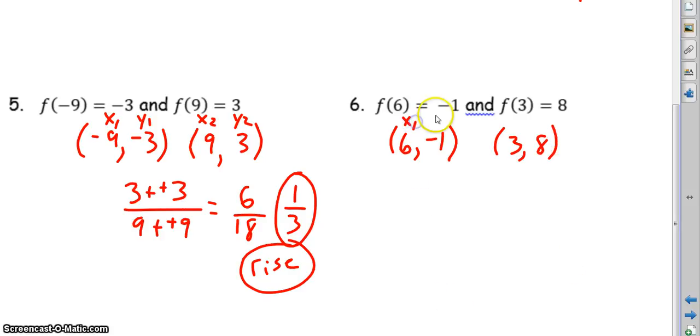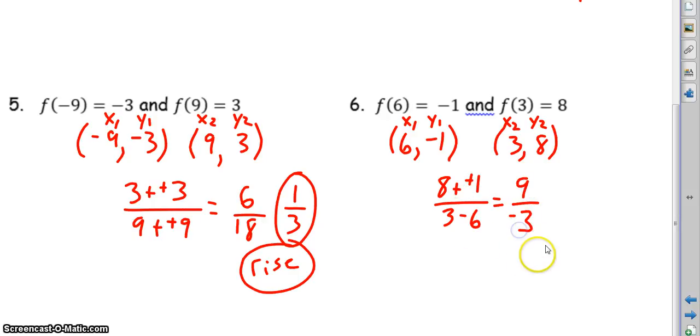In 6, we would have the 2 points, 6, -1, and 3, 8. This is x1, this is y1, this is x2, this is y2. We would take our 2 points, plug them into the formula, 8 minus -1 over 3 minus 6. So this would give us +9, and this would give us -3, which would reduce to -3 over 1. Because the slope is negative, the line will fall.